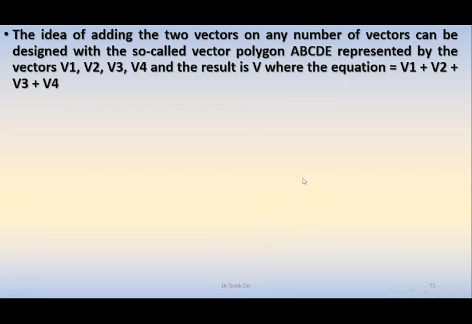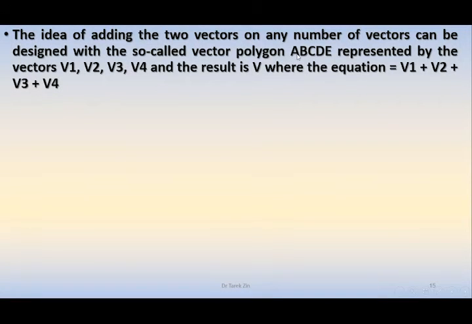Same idea for adding the two vectors. It can be any number of vectors, and it can be designed with the so-called vector polygon. How? If I have A, B, C, D, E represented by vector 1, vector 2, vector 3, and vector 4, how can we get from these alphabetic names for the points, how many points do we have? 1, 2, 3, 4, 5 points.